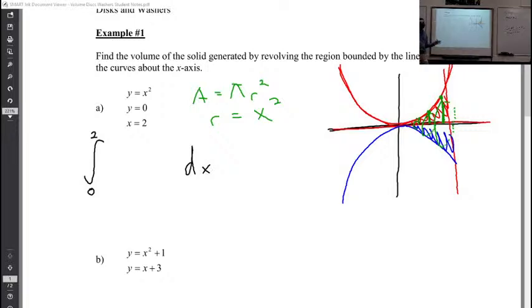So we're going to take that area formula and put it inside of the integral, pi r squared. And r, in this case, is x squared. So we have pi times our radius squared. What's our radius? Our radius is x squared. So we have pi times x squared squared. So that is our setup.